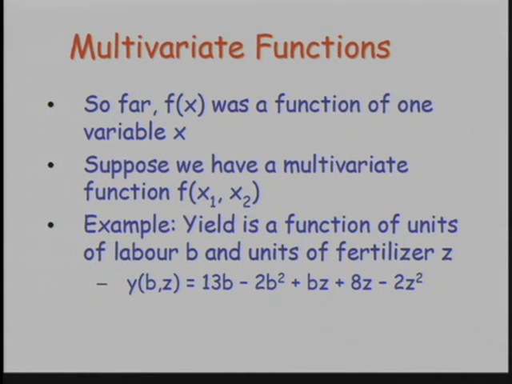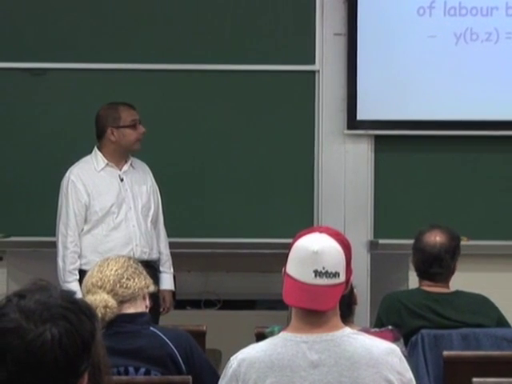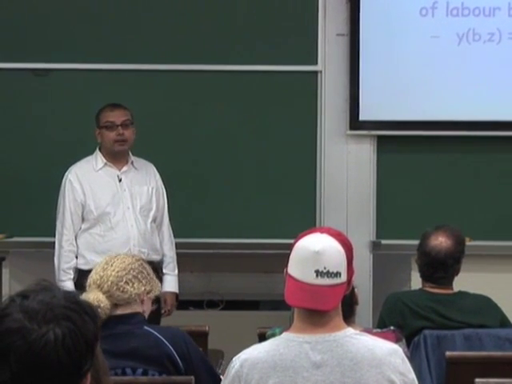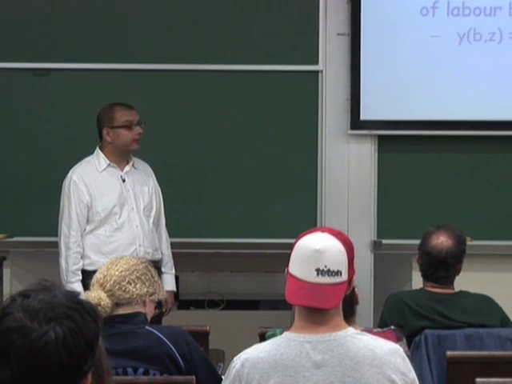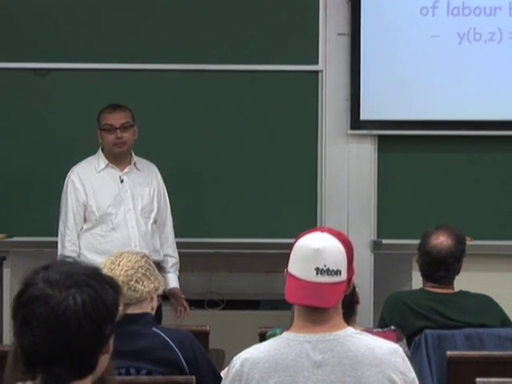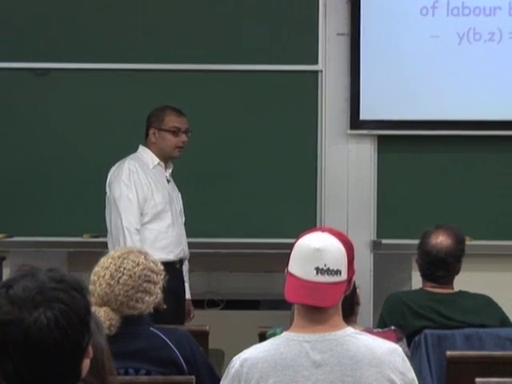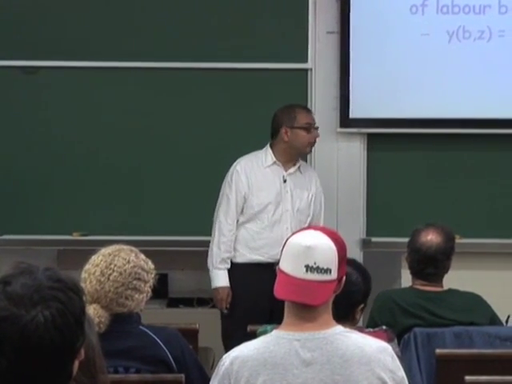Okay, so what are multivariate functions? So far, we've had f of x as a function of one variable x. Now, suppose we have a multivariate function, some function that depends on 2 variables. You would think that most functions are probably like that. Most real-world functions depend on a number of variables. For example, you might think of agricultural yield as a function of labor input as well as fertilizer input, and maybe soil quality and irrigation or rainfall and so on.